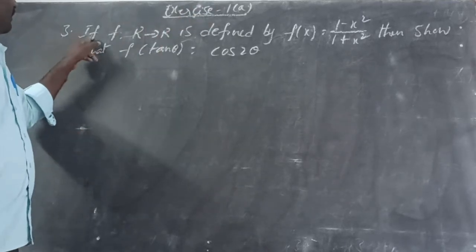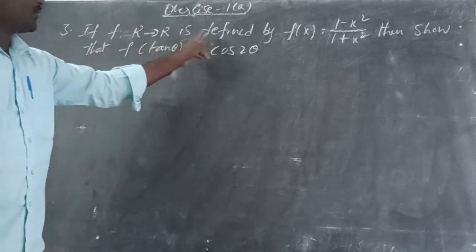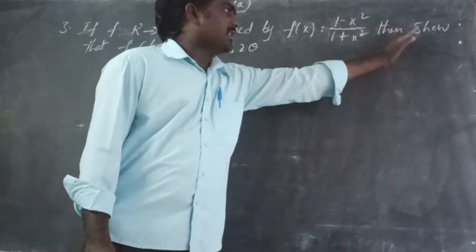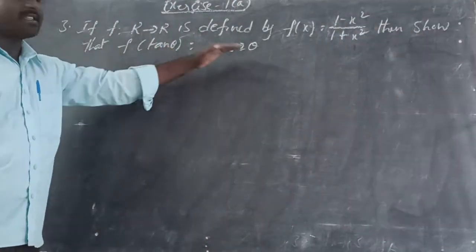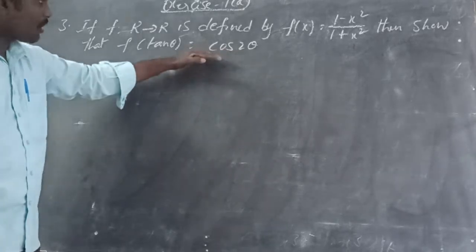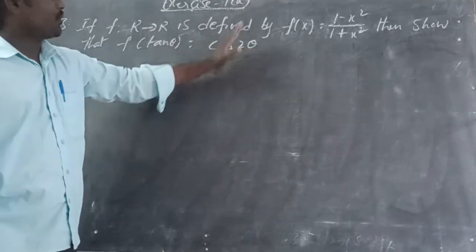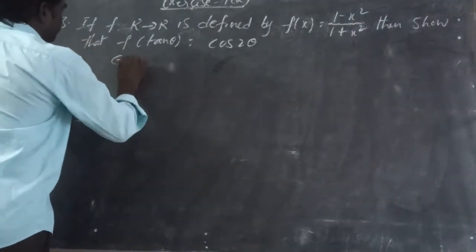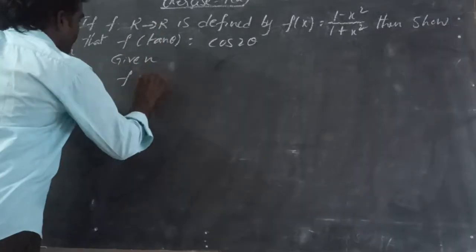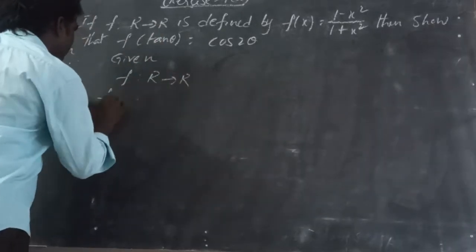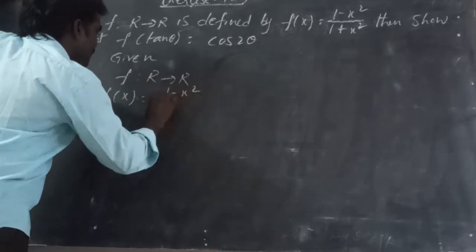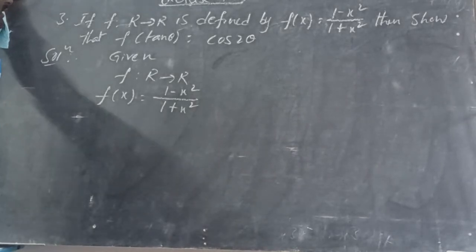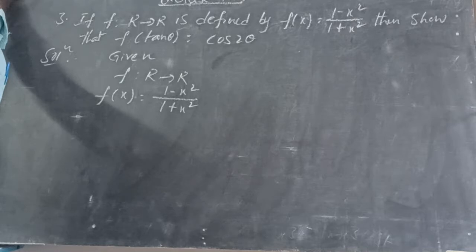If f from R to R is defined by f of x is equal to 1 minus x square by 1 plus x square, then show that f of tan theta is equal to cos 2 theta. So here, the given function f from R to R is defined by f of x is equal to 1 minus x square by 1 plus x square. So what is it asking? Show that f of tan theta is equal to cos 2 theta.